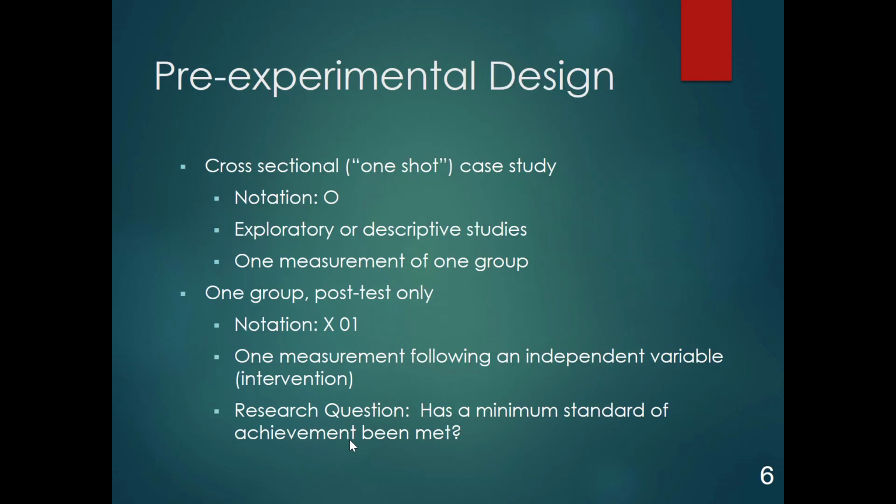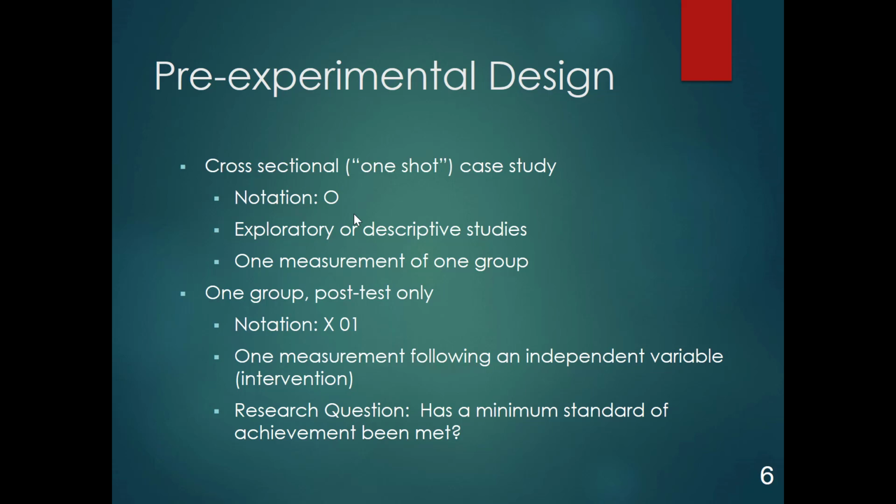With the pre-experimental design, we have cross-sectional. I know you've heard me mention that before. So your cross-sectional, also called a one-shot case study, basically this is how you would know. The notation would be just an O. It's one observation. You only observe them one point in time. You just survey them one point in time. So the cross-sectional is an exploratory or a descriptive study. So if you're doing either one of those studies, you can use a cross-sectional design. You're only going to have one measurement of one group. So the simplest research design.